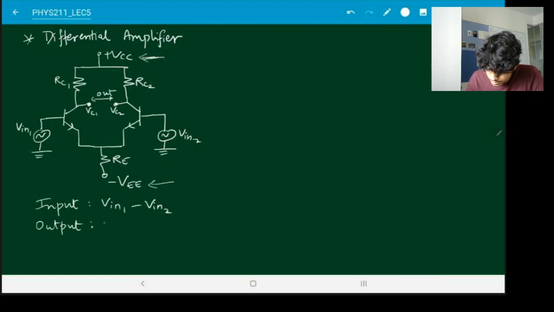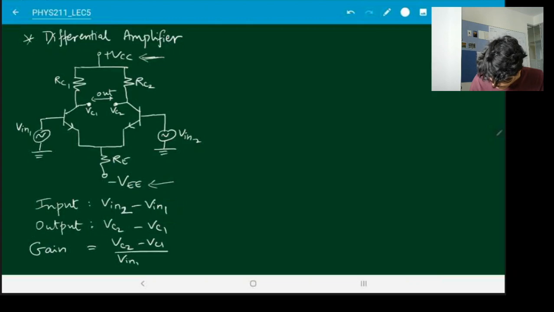So the output, well, input is actually Vin2 minus Vin1 by convention. And output is similarly Vc2 minus Vc1. So the gain, which is output over input, is this.